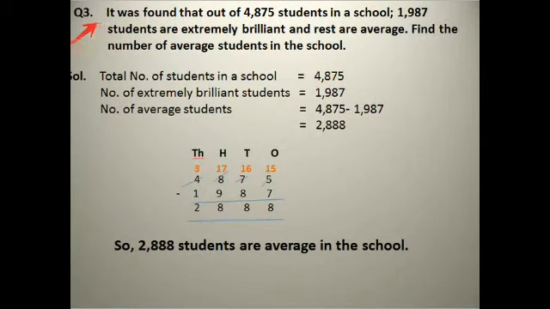Question number 3. It was found that out of 4,875 students in a school, 1,987 students are extremely brilliant and the rest are average. Find the number of average students in the school.